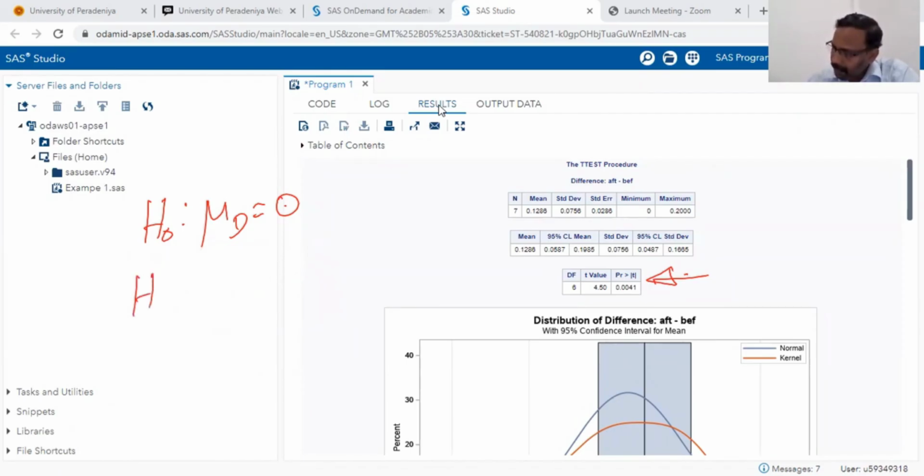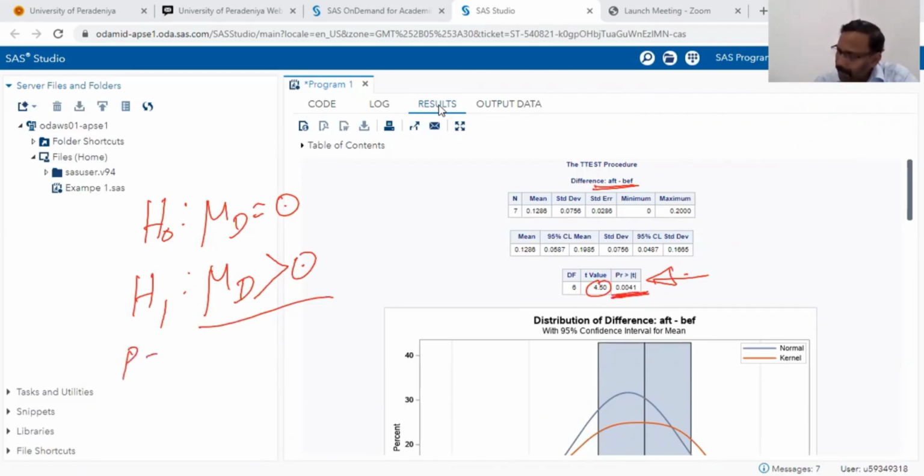The alternative hypothesis, we could say, is mu d greater than 0. Here we went for after minus before, so the after value is higher than the before. So we could directly say we are testing this. Now look at this table: the T calculated value is very high. This is the probability value.